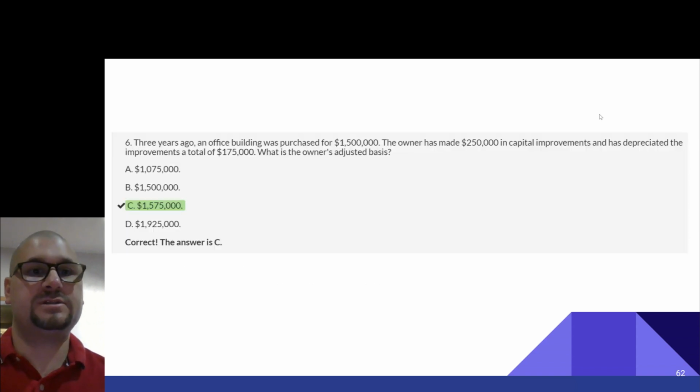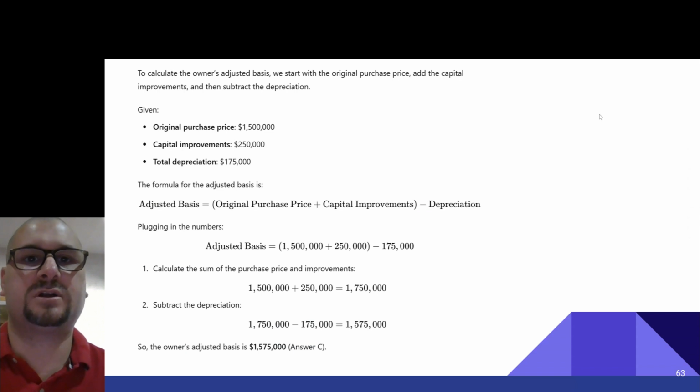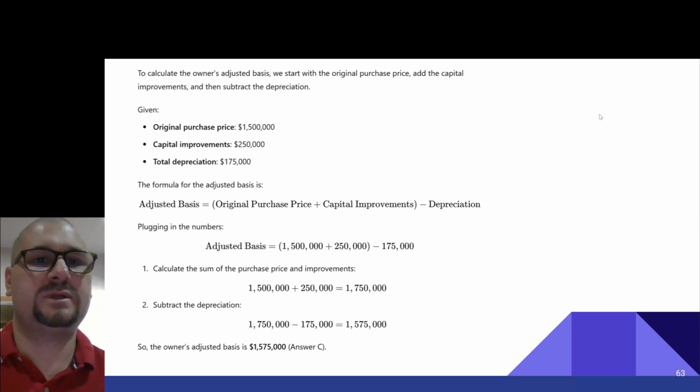All right, so 3 years ago, an office building was purchased for $1.5 million. The owner has made $250,000 in capital improvements and has depreciated the improvements a total of $175,000. What is the owner's adjusted basis? To calculate the owner's adjusted basis, we start with the original purchase price. You add the capital improvements and then subtract the depreciation.